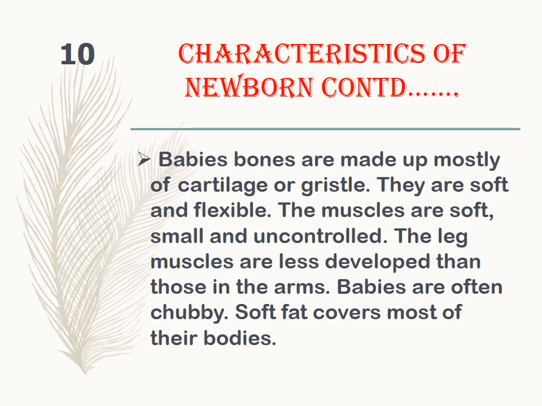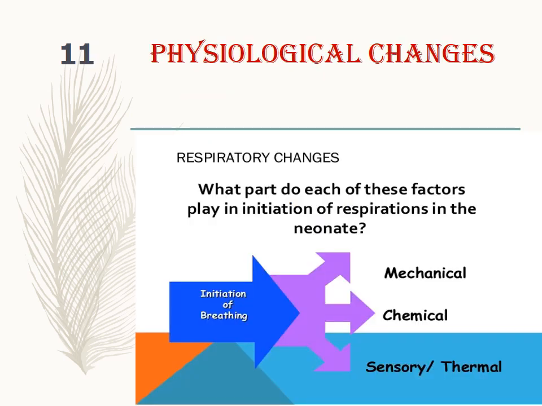Babies' bones are made up mostly of cartilage. They are soft and flexible. The muscles are soft, small and uncontrolled. The leg muscles are less developed than those in the arms. Babies are often chubby. Soft fat covers most of their bodies. That is why we should be very careful whenever we are handling babies.